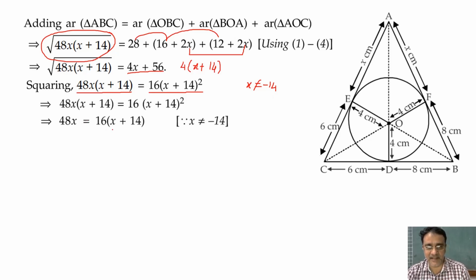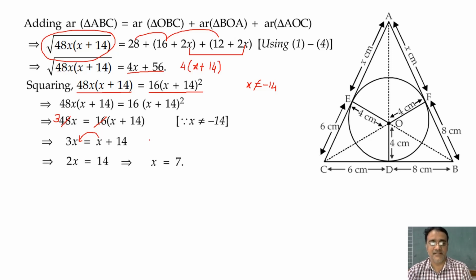एक मिनट, इसके बाद निकाल दिए. Right now 48 can be divided by 16, that is 3x is equal to x plus 14. Now shift x to this side, it will become 2x. 2x is equal to 14. So what is the value of x? 7. Right. So we got the value of x is equal to 7.